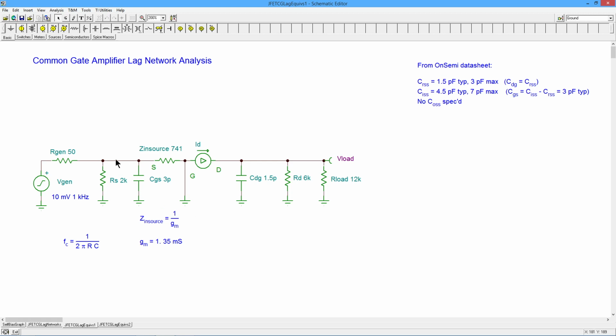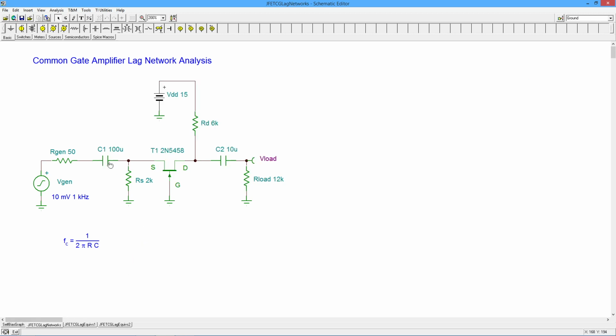What we've done is basically taken the route we've taken in the other lag analysis videos. In other words, you take your coupling capacitors, right? These are a short for midband, so they're going to be short at any higher frequency. So you just short these out. And then your power supply, right? You just replace that with its ideal internal impedance. So that's a short to ground. In other words, the top end of RD goes to ground.